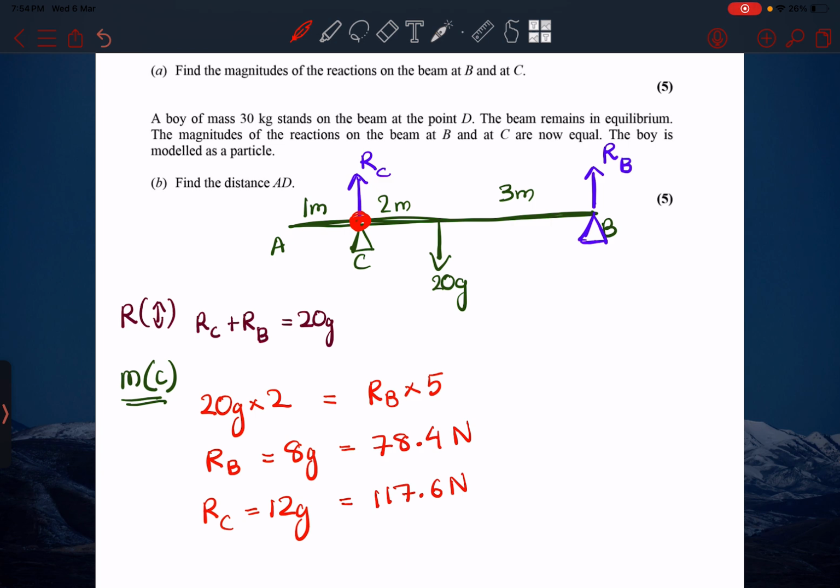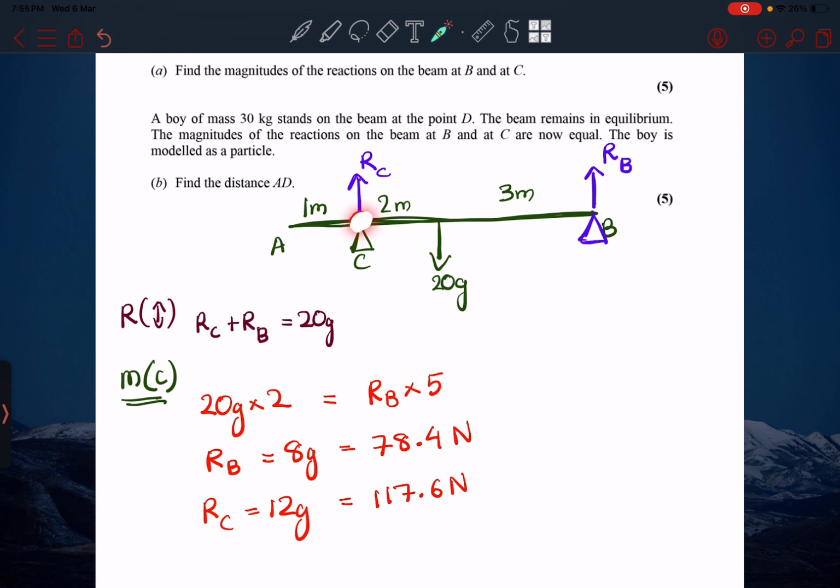So things that I want you to remember: the reaction forces are not the same. Please do not write them as R and R. That will complicate things. That will mess things up.